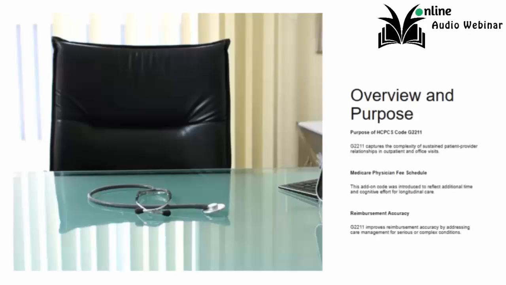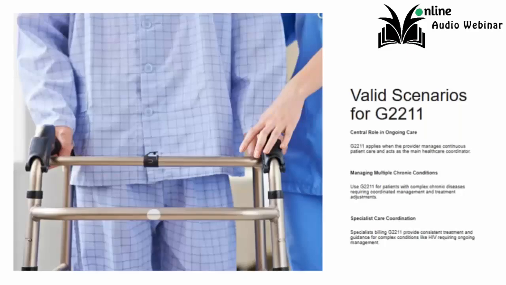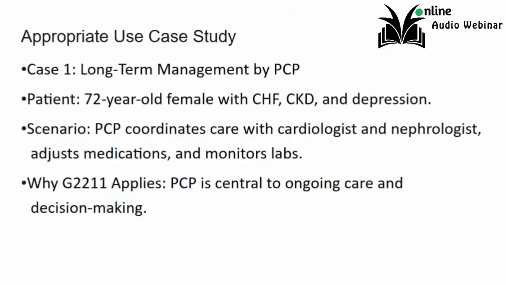So let's talk about the overview and the purpose of G2211. CMS actually created this code back in 2021. It applies when the provider manages continuous patient care and acts as the main healthcare coordinator. So let's talk about an appropriate use case study here. How would we actually utilize G2211, just to give you a couple of examples?